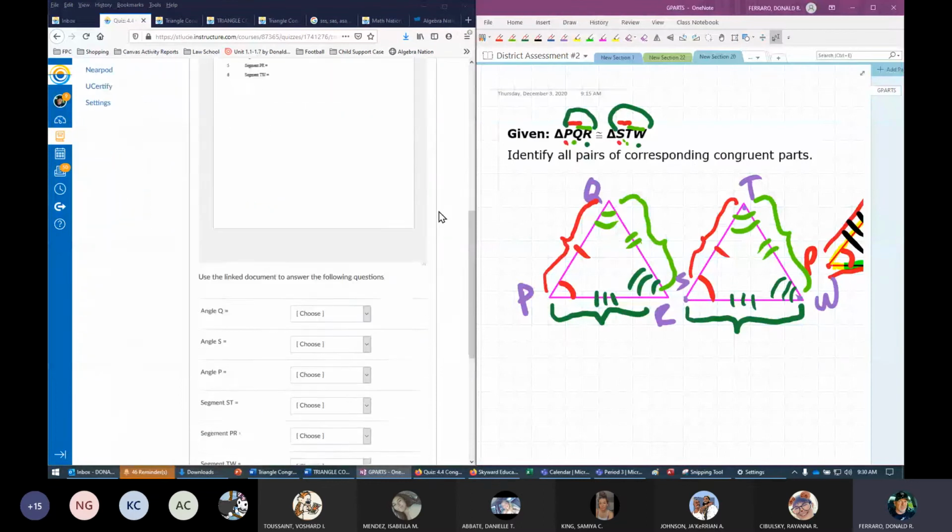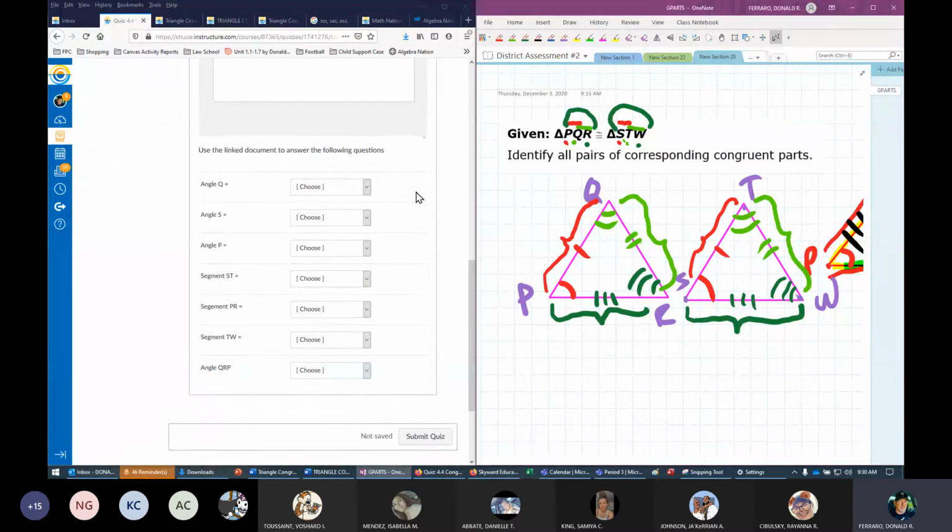So the naming convention on these triangles: who can tell me what is the corresponding angle to Q? Angle Q. Isabella? T. Good. And let's look at angle S by a show of hands. I've got Isabella. Let's see if we can get somebody else. Rayana, go ahead. P. Angle S corresponds to P, yes. And on the next one, we asked for angle P. Because we know that angle S corresponds to angle P, angle P corresponds to angle S. So I'll give you that one.